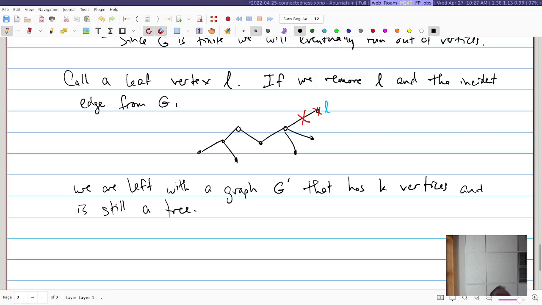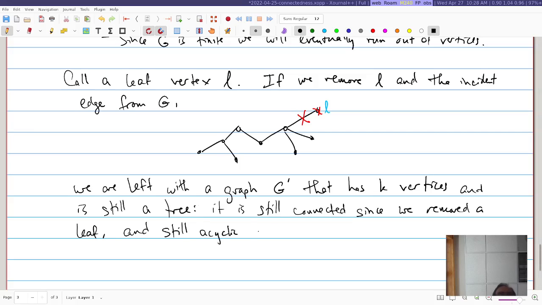So it is still connected since we removed a leaf, and still acyclic since removing an edge can't create cycles.